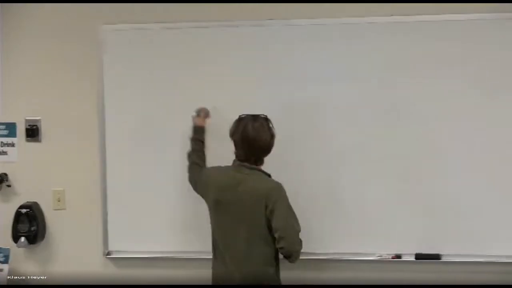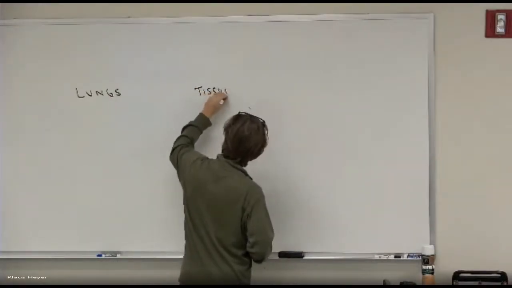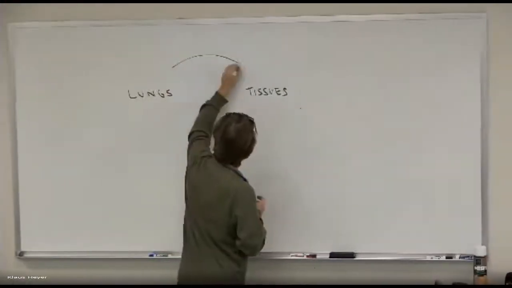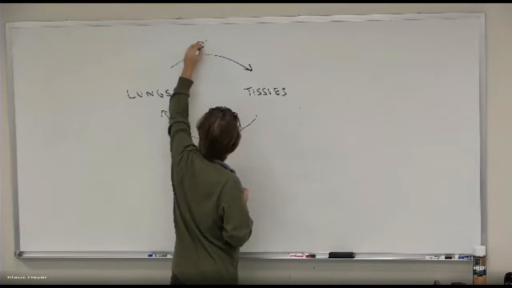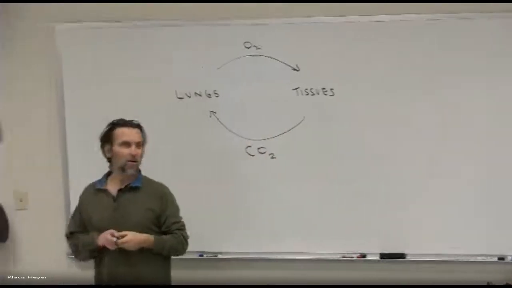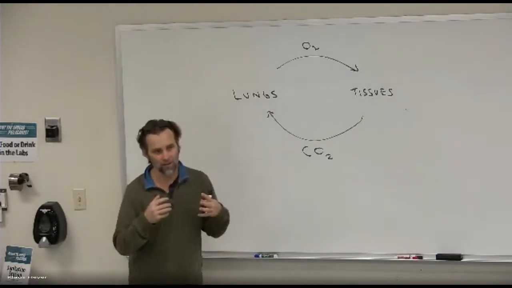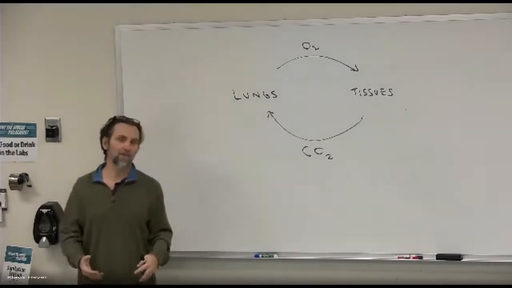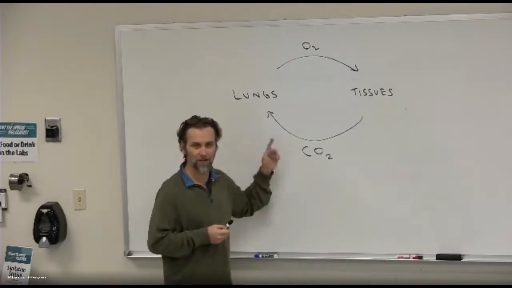So we have an exchange between lungs and tissues. By tissues, I mean all the cells, right? So there's an exchange between the lung and the cells. The lungs are supplying oxygen, and the tissues are delivering carbon dioxide back to the lungs. So you're breathing in the oxygen, it's going into your blood, it's heading out to all your tissues, delivering the oxygen. And now you have a different set of blood vessels coming back, delivering all the waste product back to the lungs again so that you can breathe that out.